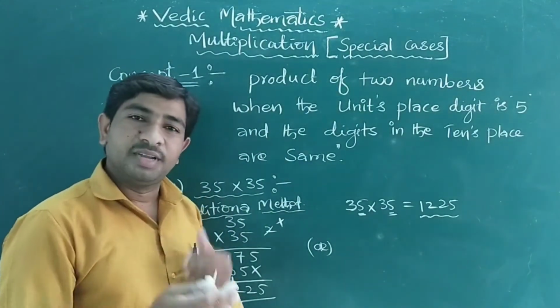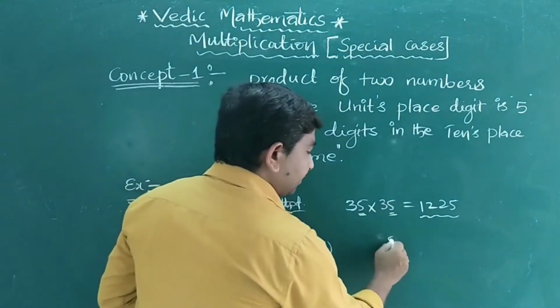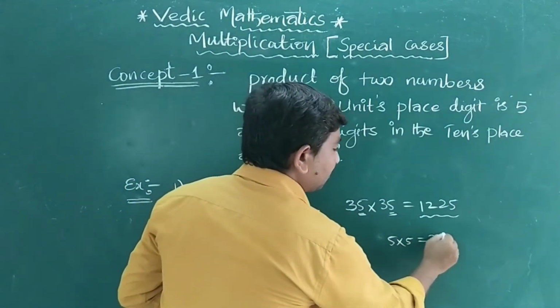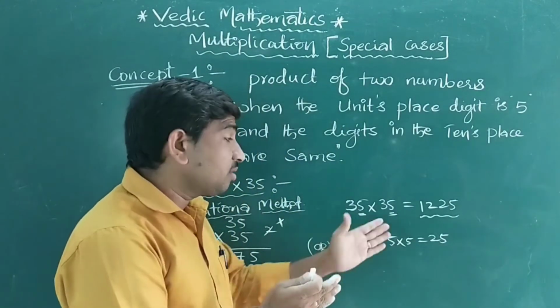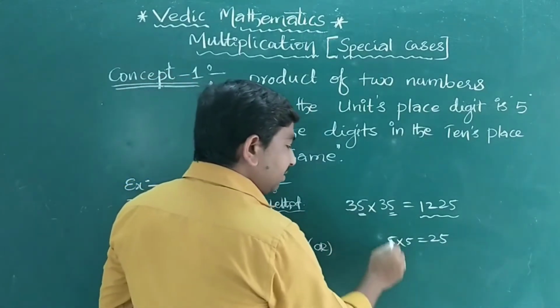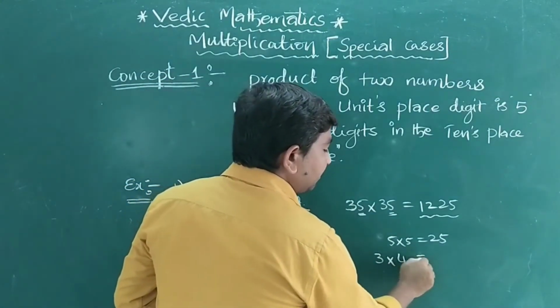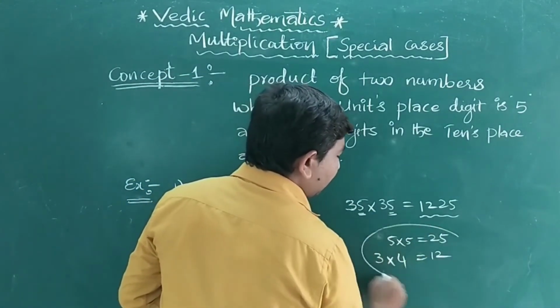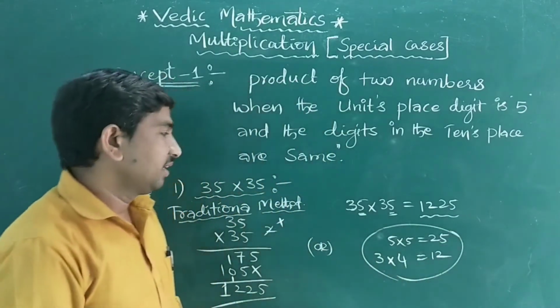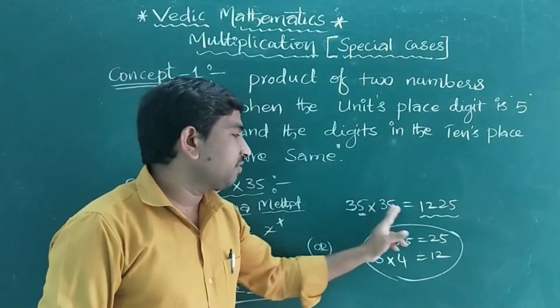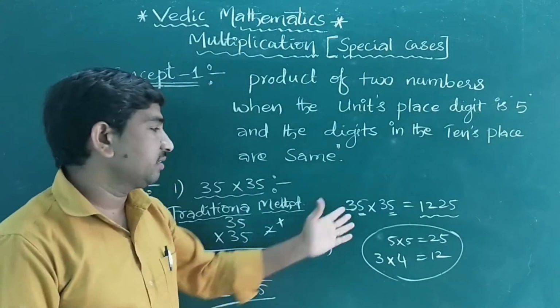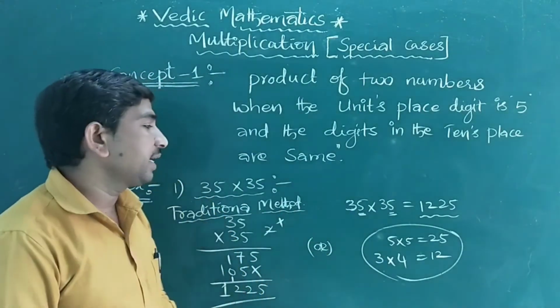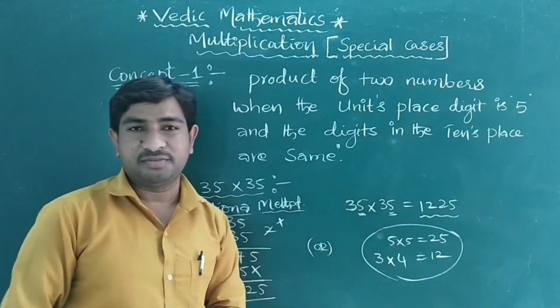First of all, we do 5 into 5, which equals 25. This is the right part of the answer. Next, 3 into its next number 4 equals 12. These two are the most important: 3 4s are 12 and 5 5s are 25. That's it. Simply we can find the multiplication of 35 into 35.